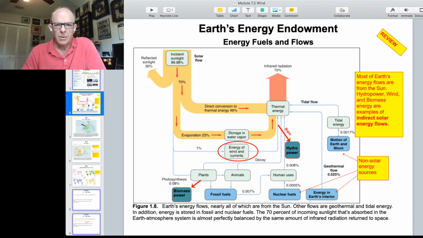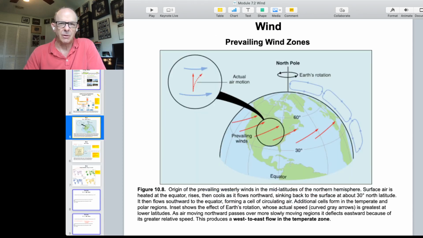Our energy flow diagram here, I think in the previous section we had a separate box for wind over next to hydropower, but it was actually already included in the main figure from your book. 1% or so of the incident sunlight coming in ends up driving the energy of wind and ocean currents. That's really a fraction of this thermal energy box that you see up here at the top of the chart, because the reason there is wind is because the surface of the Earth warms up.